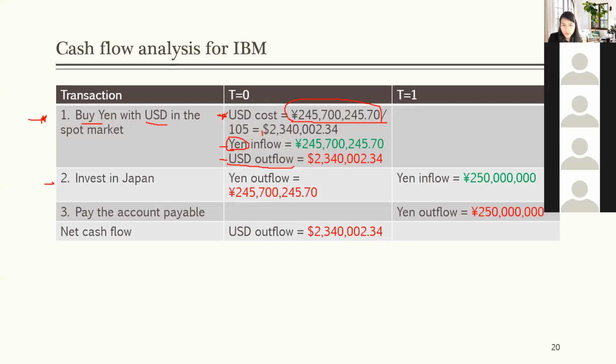In step 2, when you invest in Japan, this is an investment or lending. So at the start, you have to give money to your borrower. So it's a cash outflow. And then in the future, sorry, this is time t equals 3. In 3 months' time, you expect to receive this much yen from your investment in Japan. So it's a cash inflow. In step 3, you use the money you get from step 2 to pay your account payable. So here, this is a cash outflow, okay? So these two offset each other.